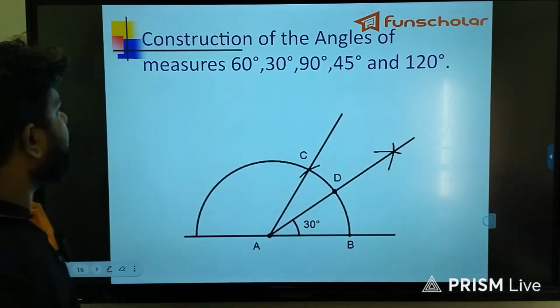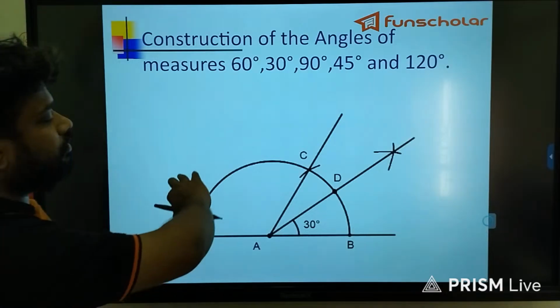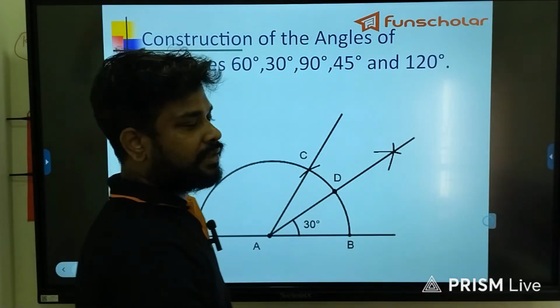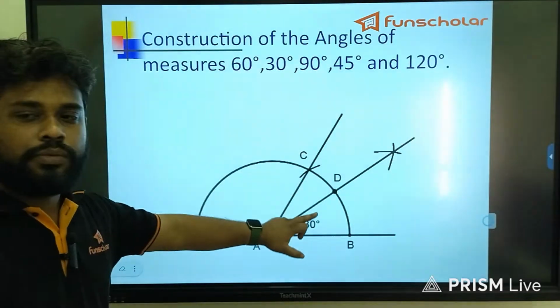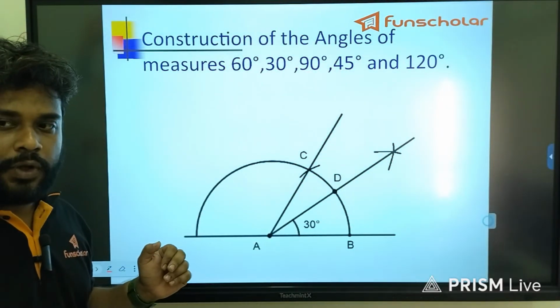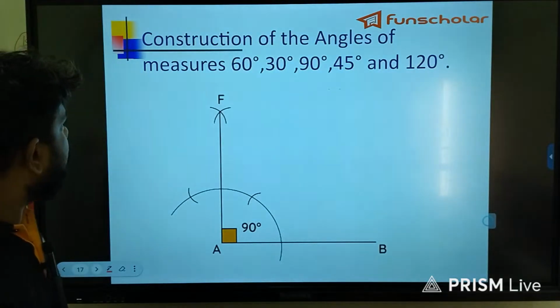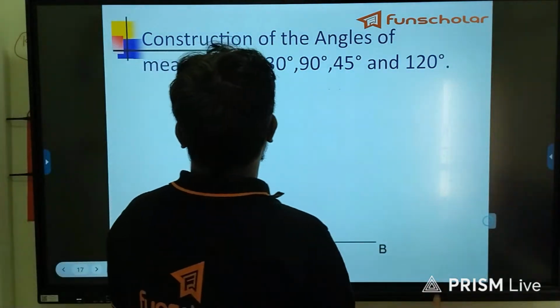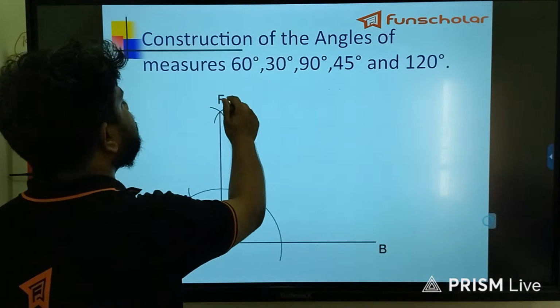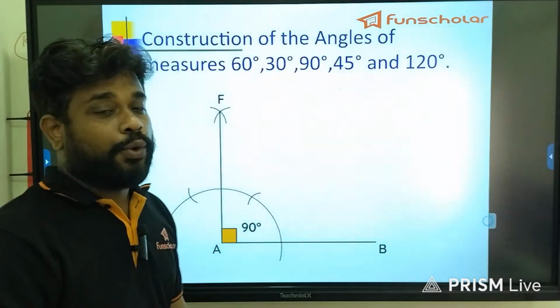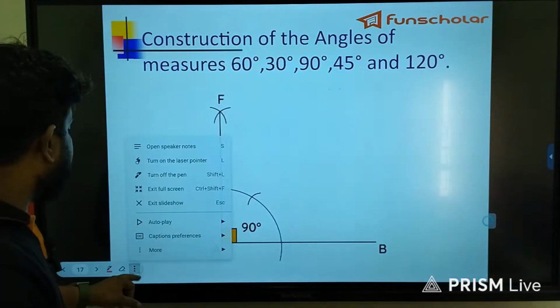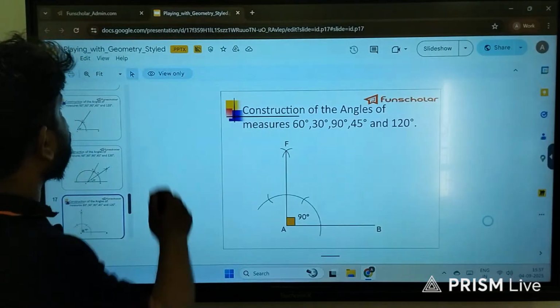Next, yes, they have already done it like this. They have first drawn the 60-degree and then bisected this to make the 30-degree. Okay, the second one, construction of the angles of the measures of 60, 30, 90, 45 and 120. Okay, to understand this better, we will again watch a video here.